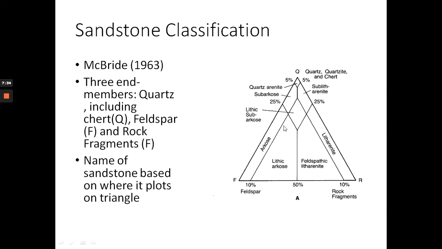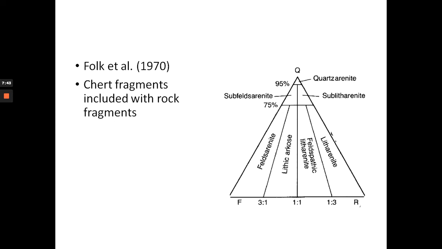So you plot based on the relative percentage of the three different end members. So this is another classification scheme. This is Folk et al. The method is the same. You do point counting or visual estimation, and then you plot on this diagram, a triangle again, with three end members again. Okay? So you still have a quartz end member, rock fragment, R, and feldspar.